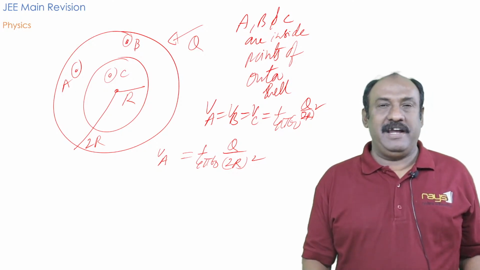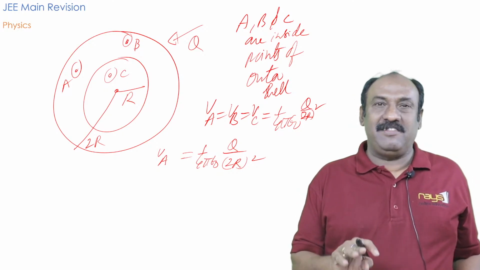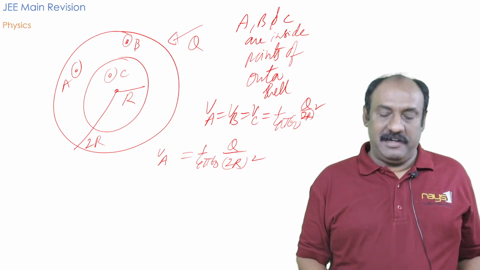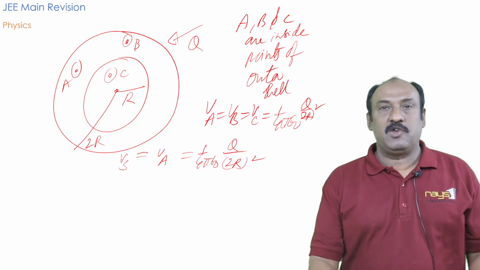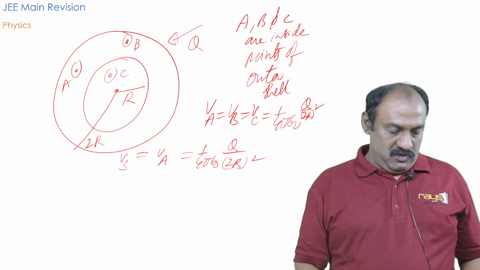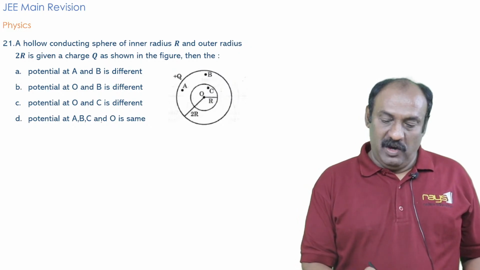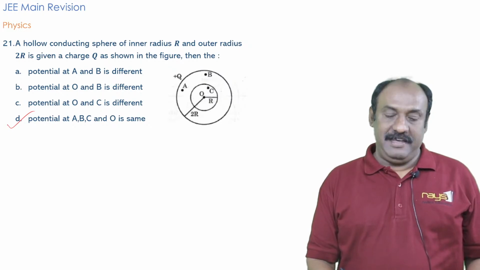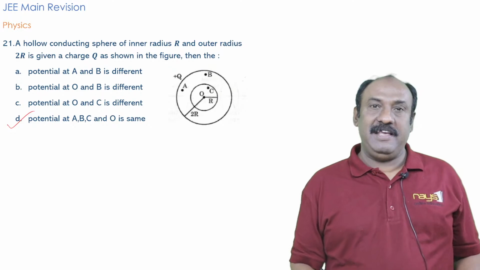We know that for any shell having charge Q, at all inside points the potential is the same and equal to the potential at the surface. Therefore, that equals 1 by 4 pi epsilon naught times Q by 2R, which is the answer. So the potential at A, B, C and O is the same. The answer for question number 21 is D.